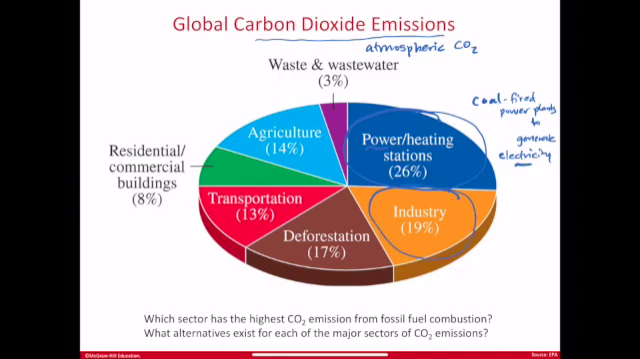The next is industry. This is making stuff. So this is factories that are making stuff, and they're also burning, generally burning coal, but sometimes other hydrocarbons. But they're usually burning coal, and any hydrocarbon is going to burn and produce carbon dioxide. So then there's deforestation. This is basically cutting down trees, not just trees, but entire forests.